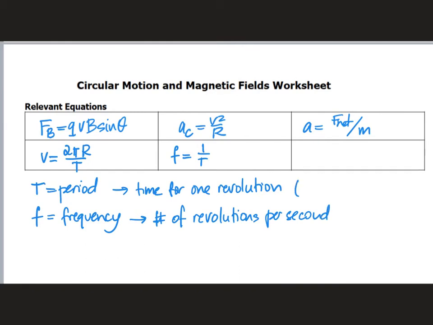So the period is in units of seconds, and the frequency is in units of hertz or cycles per second. And then the equation that we derived on the last slide is that for circular motion of a particle in a magnetic field, the radius is the mass times the velocity divided by the charge times the magnetic field. So those are the relevant equations for this particular practice worksheet.